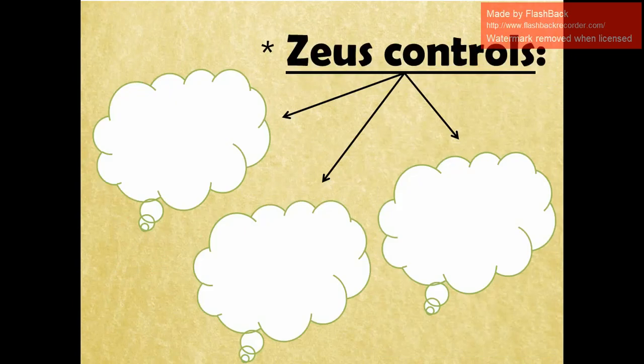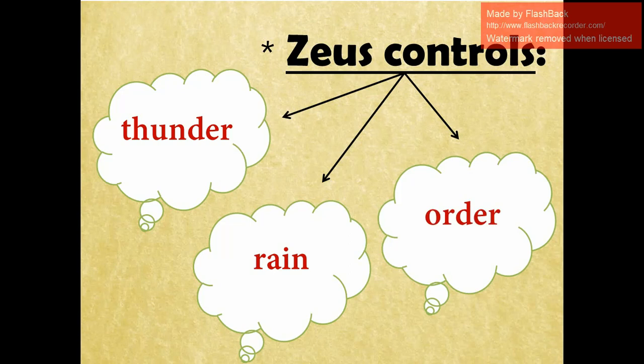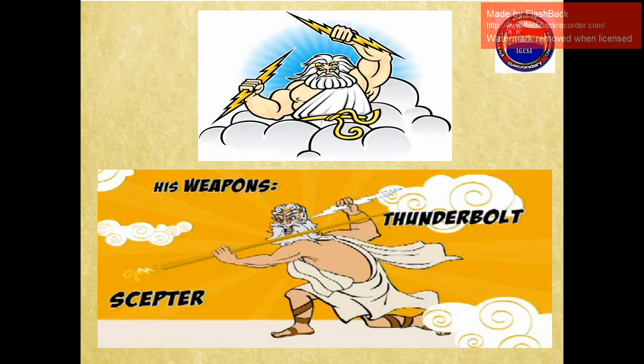Zeus controlled three things. Zeus controlled thunder. He also controls rain and order. If we talk about his weapons, we can say that he always carries his scepter and the thunderbolt.